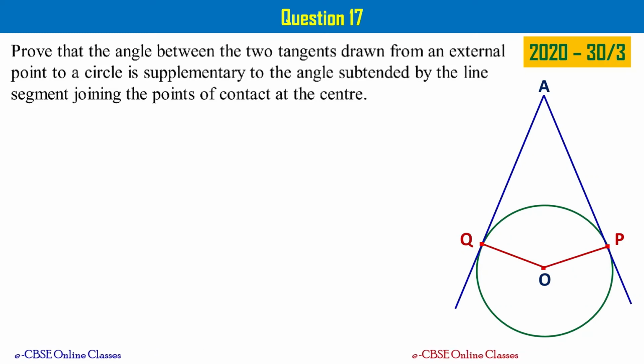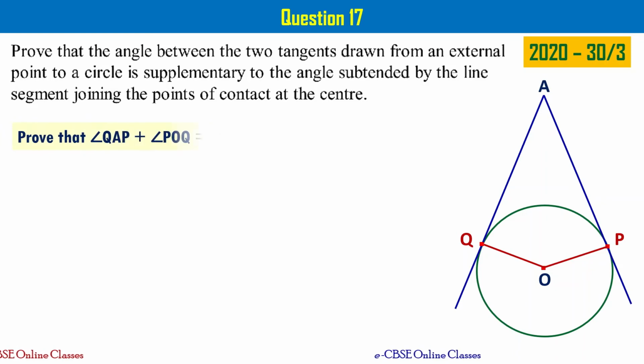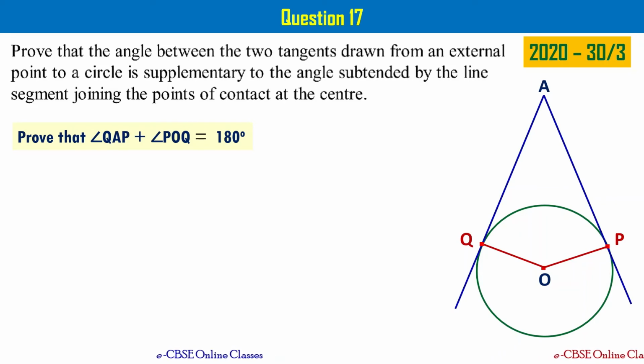Point A is the external point, AQ is the tangent, and AP is another tangent. We know that AQ equal to AP, but here the problem asks us to show that angle QAP plus angle POQ equal to 180 degrees.